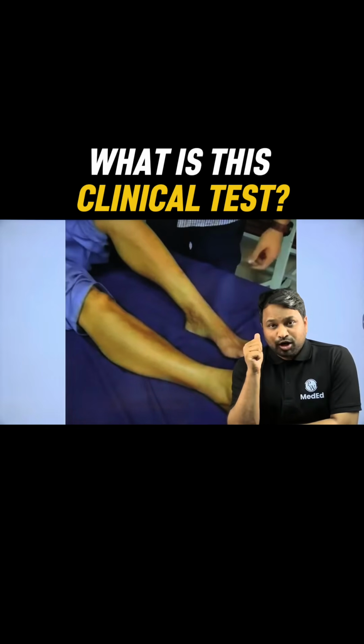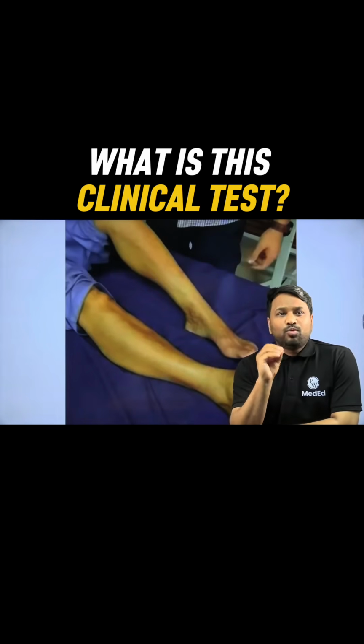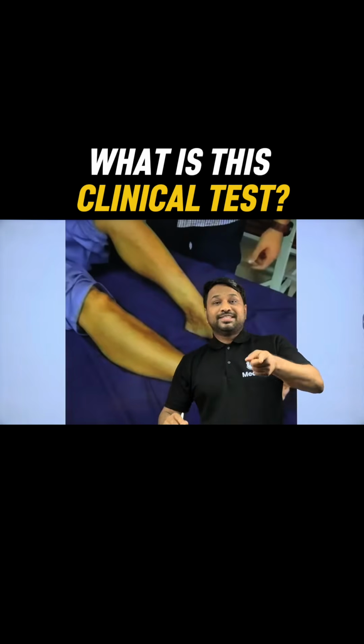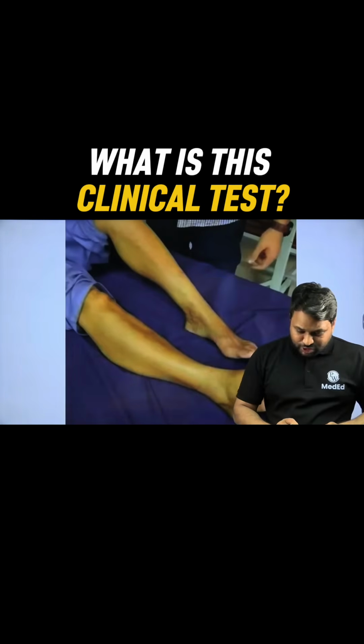That's it, right? So you've done abduction, you're doing an internal rotation, and then you're extending the limb, and all three maneuvers are causing pain. If all three maneuvers are causing pain, what do you think is the problem here? And the answer to this question, I know you have guessed it right. What is the answer?